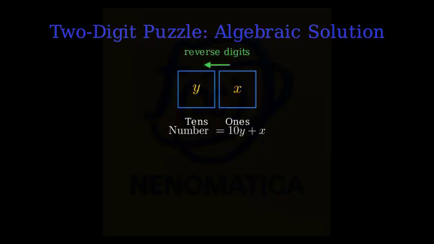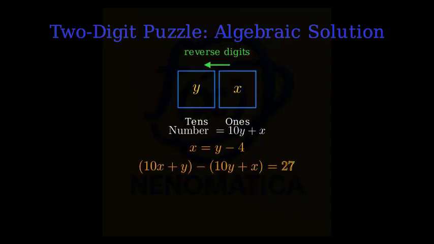From the statement, the tens digit is 4 less than the ones digit. That gives us x equals y minus 4. Also, reversed minus original equals 27. The reverse number is 10x plus y, and the original is 10y plus x, so the difference is 10x plus y minus 10y plus x equals 27.